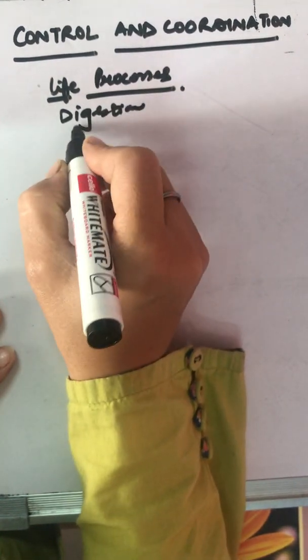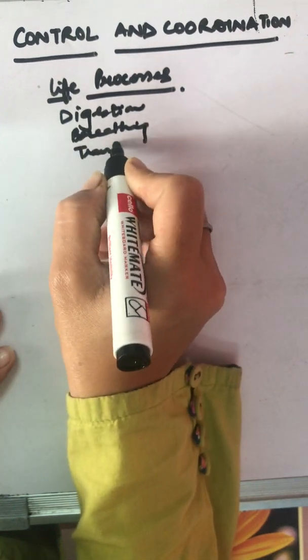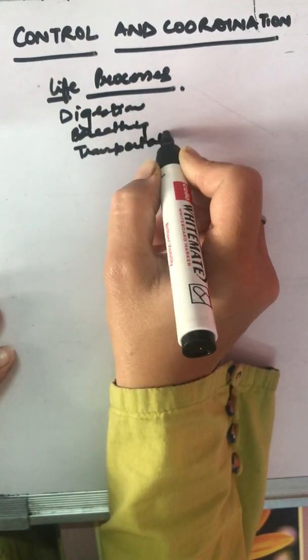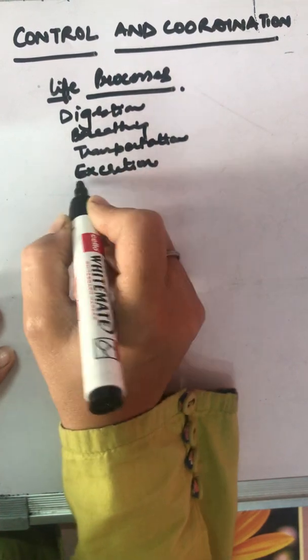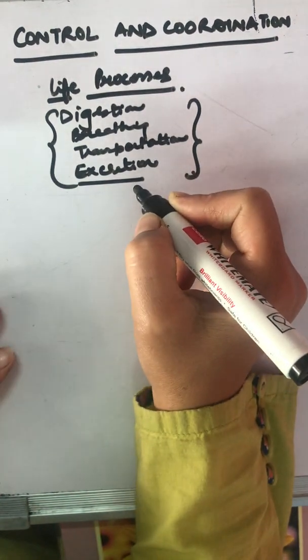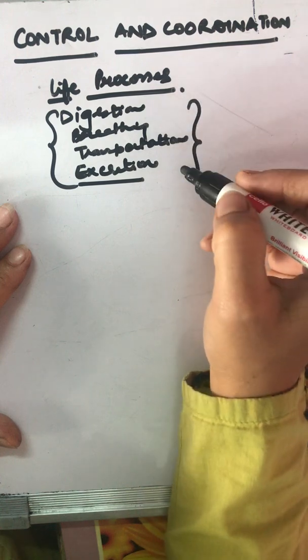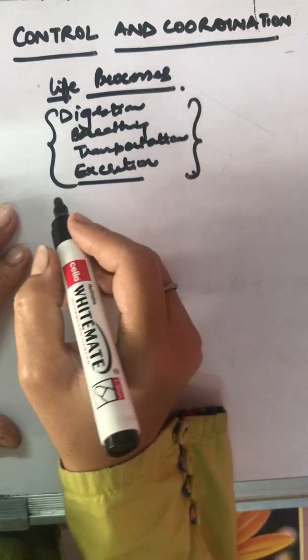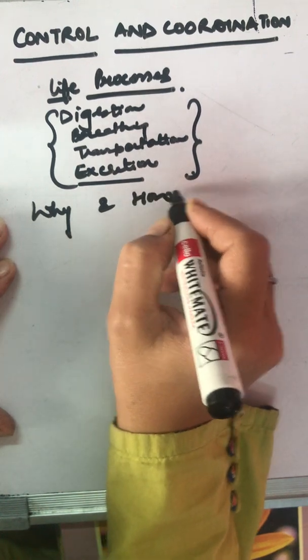breathing, transportation. These all are covered, including excretion also. When we talk about these things, we say that we are alive because of the result of growth, because of the result of all these activities. Now coming to all the why and how questions.